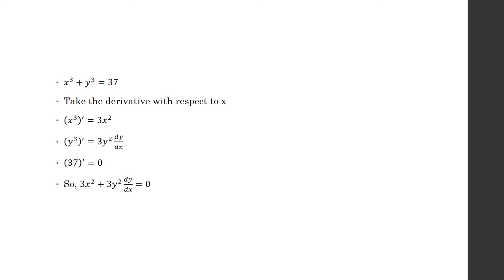So now if we put it all together, we have 3x squared plus 3y squared times dy over dx is equal to 0. And solving for dy over dx, we get negative x squared over y squared.